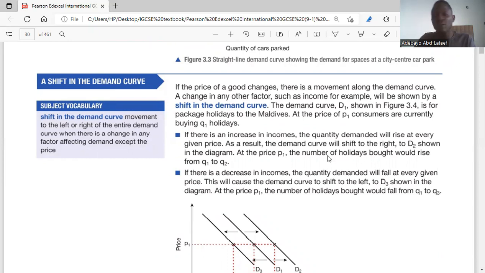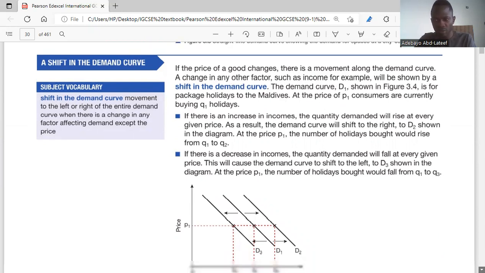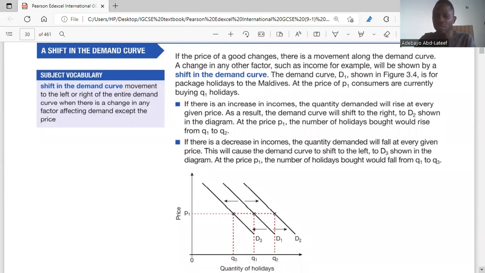So it said if the price of a good changes, there's a movement along the demand curve. A change in any other factor, such as income, for example, will be shown by a shift in the demand curve. The demand curve D1 from figure 3.4 is for package holidays to the Maldives. At the price of P1, consumers are currently buying Q1 holidays.